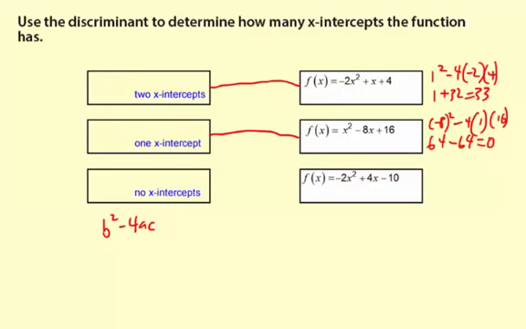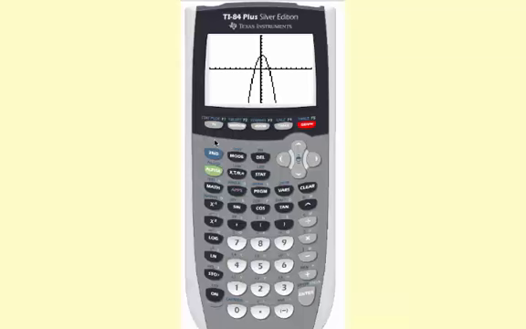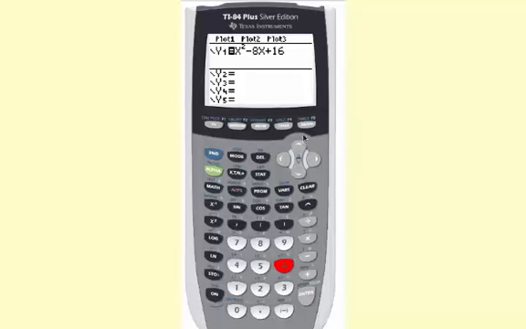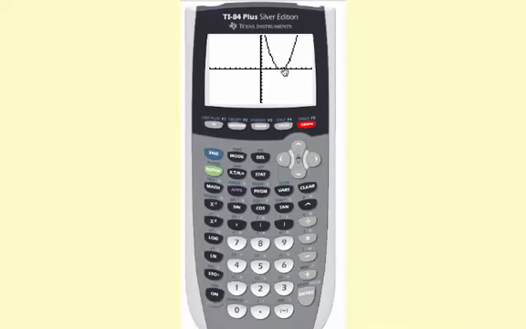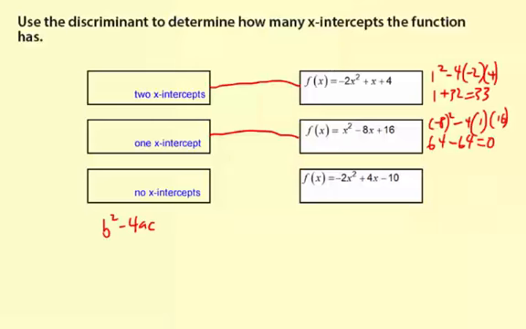Let's graph it on the calculator. So we have x squared minus 8x plus 16. Okay, look at that, 1 x-intercept right there. That's where the vertex is. Let's take a look at the third one.